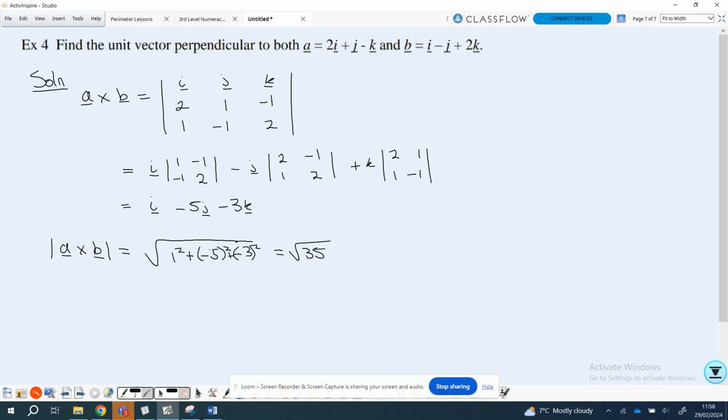Okay. Therefore, if I want to find a unit vector so that it's got a magnitude of size 1, a way to notate it is you can put it as u with A cross B as a subscript. Okay, we're finding a unit vector for A cross B, and therefore we would just want to have 1 over the square root of 35 multiplying my vector i minus 5j minus 3k, and that would get me a unit vector at that point.